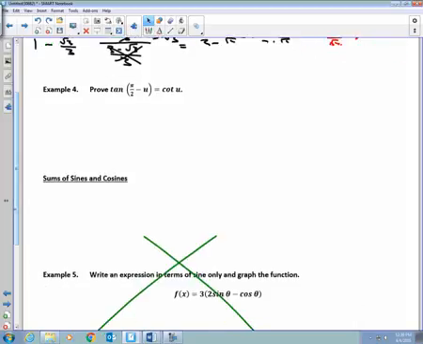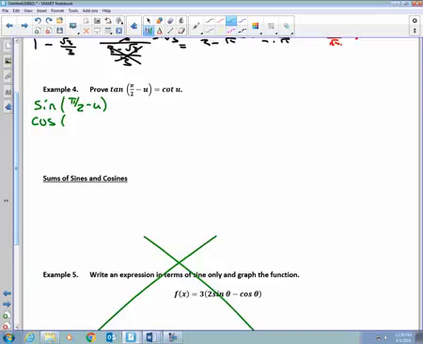Instead of tangent, I'm going to do a little trick here. I'm going to choose to use sine of pi over 2 minus u divided by the cosine of pi over 2 minus u. Now I'm going to expand these into our sum and difference formulas. So this is a difference formula for sine and a difference formula for cosine.